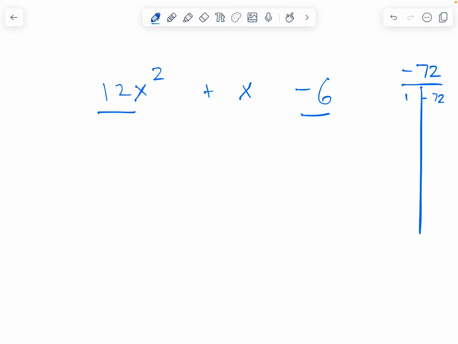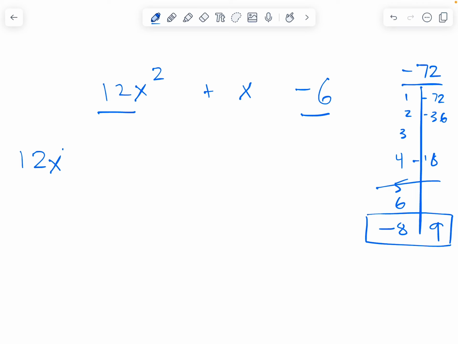So like 1 and negative 72, 2 and negative 36, 3 and something, let's see, 4 and 18, 5 doesn't work, 6 and something, and then let's see, we got 8 and 9. Okay, and so the combo that's going to work is negative 8 and 9. Okay, so now we're going to rewrite this as 12x squared minus 8x plus 9x minus 6. Now, if you were doing this on your own and you wrote plus 9x minus 8x, it's fine. You'll get the same answer in the end.